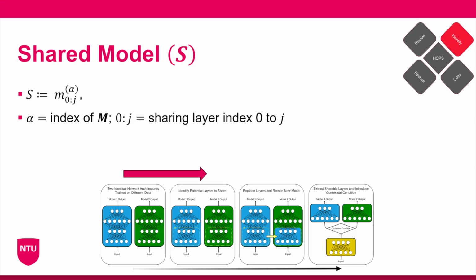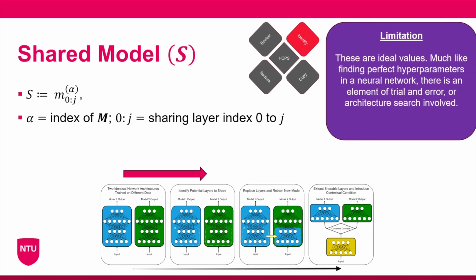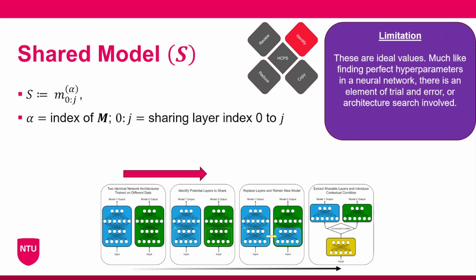So the shared component is just some initial subset of one of the previous models, in this case, where we can say that it is the first J layers of some network alpha in our original model vector. Now, there is a slight limitation here. It is very tricky to find these parameters alpha and J, much like when you're training any neural network. It's difficult to find the exact components that you need, the exact hyperparameters. This is another sort of issue, but I thought it'd be fair to highlight these as we go through.